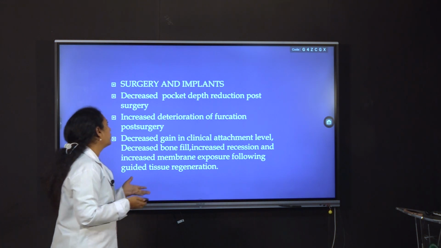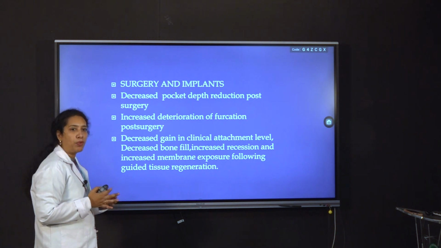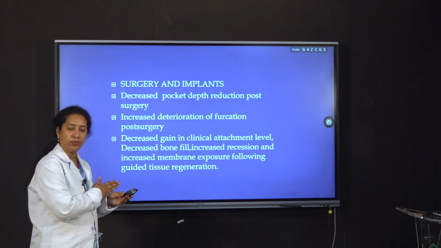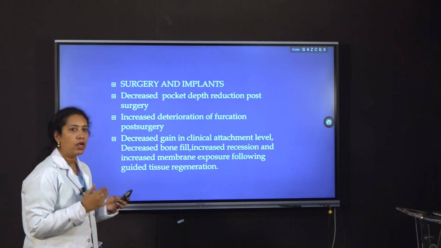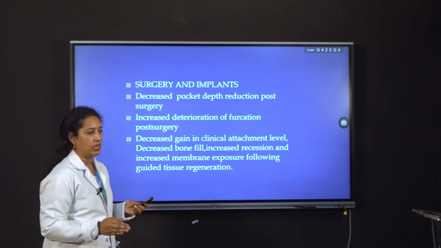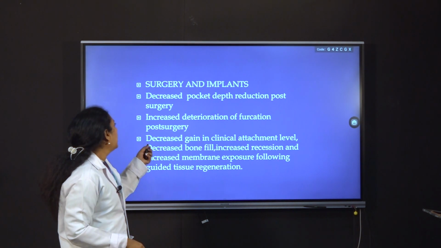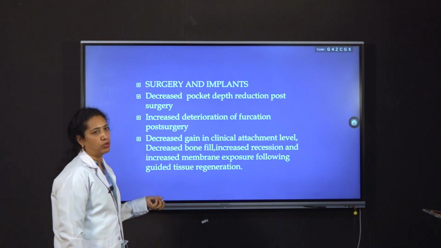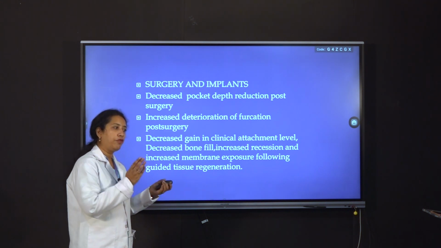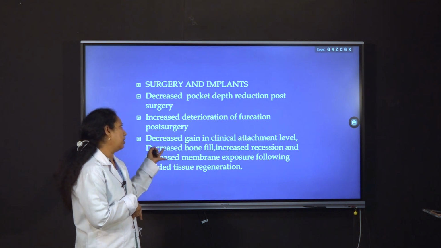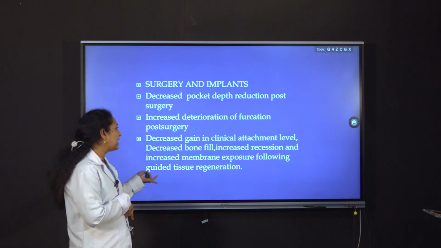With surgery and implants, there is no proper pocket depth reduction when you compare a smoker and a non-smoker. In a smoker, the pocket depth reduction is not evidently seen, whereas in non-smokers, the pocket reduction is evidently seen. Increased deterioration of furcation and post. There is not much improvement in furcation treatments as well. Decreased gain in clinical attachment level, decreased bone fill.